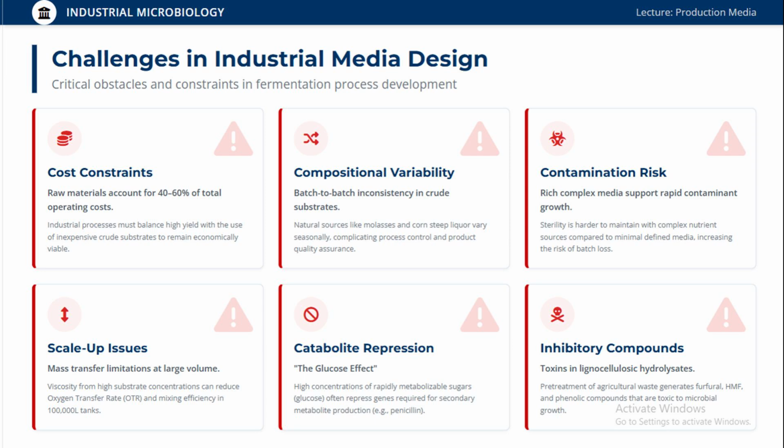Fourth, certain ingredients can increase viscosity, foam, or contamination risk. Fifth, a medium optimized in shake flask may not perform the same way in a large bioreactor because of scale-dependent differences in oxygen transfer, mixing, and heat removal. Sixth, regulatory concerns may restrict the use of certain animal-derived or poorly defined ingredients in pharmaceutical production. Therefore, media design is a multidisciplinary challenge involving microbiology, biochemistry, engineering, economics, and quality control.